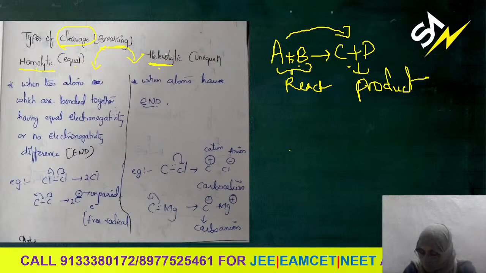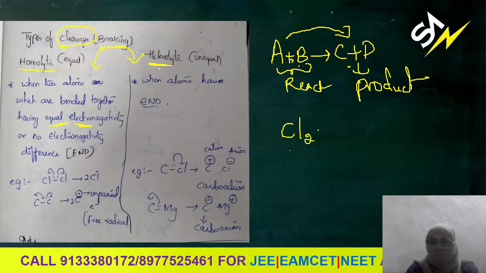So we are continuing with the topic called cleavage. We have two types of cleavage, homolytic and heterolytic. What do you mean by homolytic? Simply, whenever two atoms are bonded to each other with equal electronegativity, or no electronegativity difference, those molecules will get cleaved by homolytic cleavage. We have an example here.